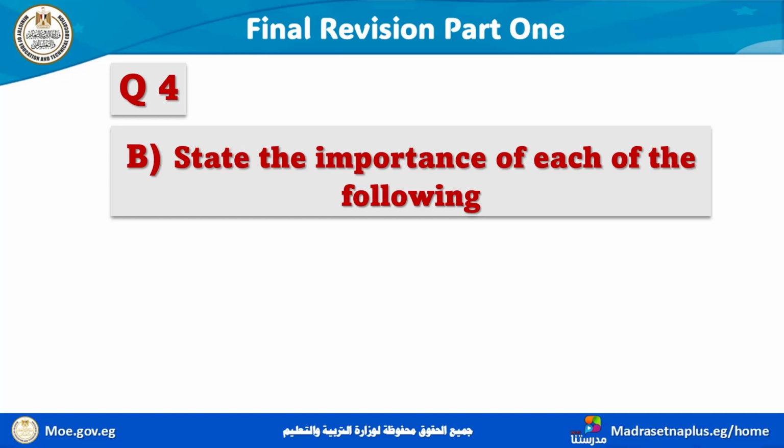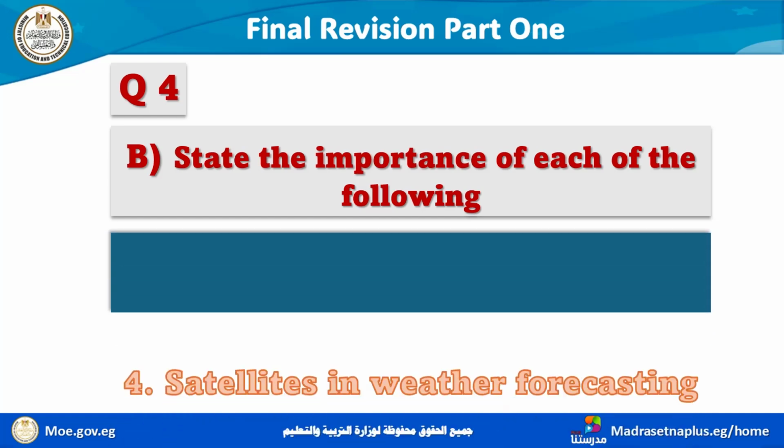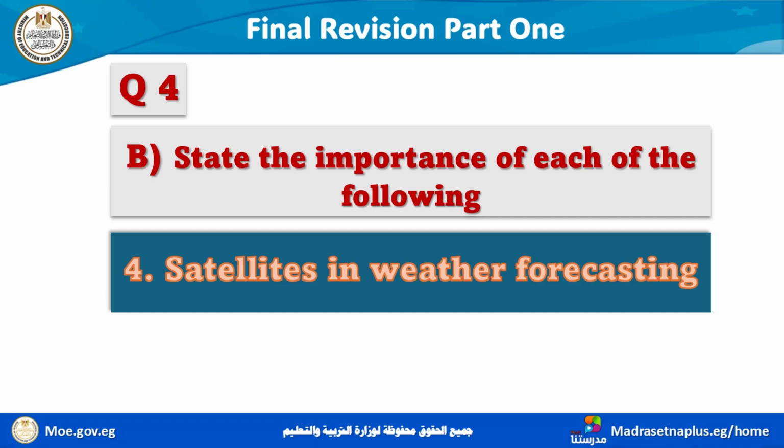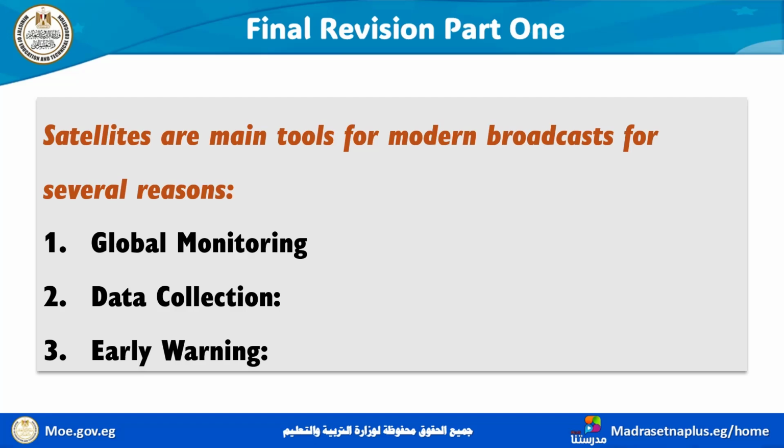State the importance of each of the following. Number 4, satellites in weather forecasting. Satellites are main tools for modern forecasting for several reasons. Number 1, global monitoring. They provide a continuous wide-scale view of the Earth's atmosphere, allowing scientists to track massive storm systems like hurricanes across the oceans where ground stations cannot reach.